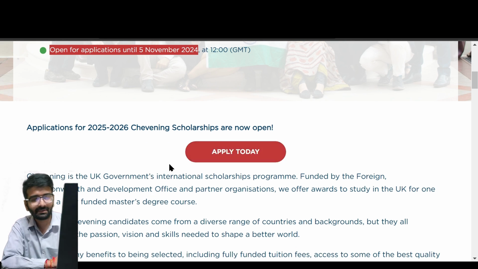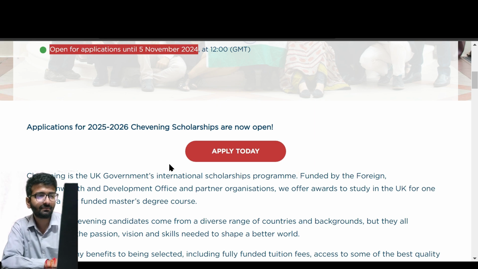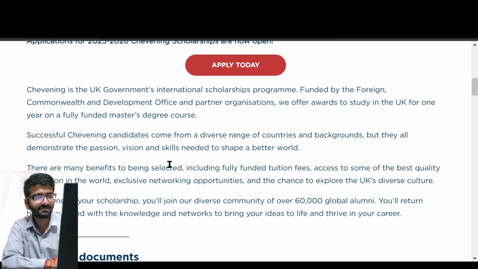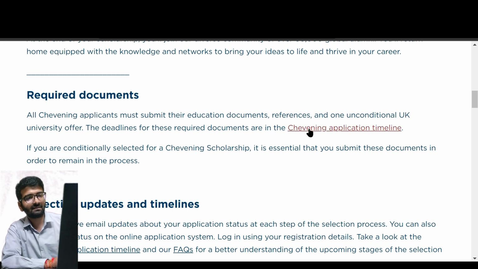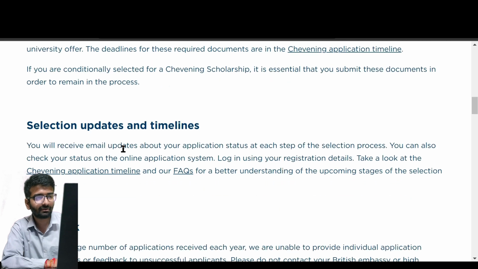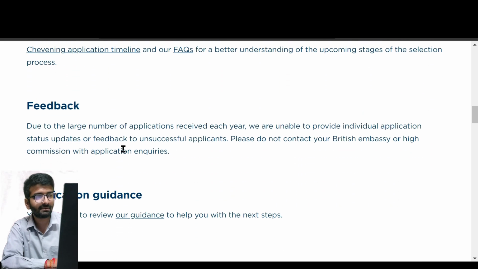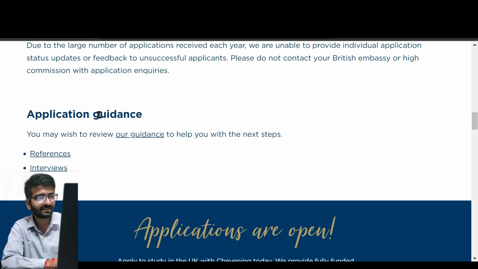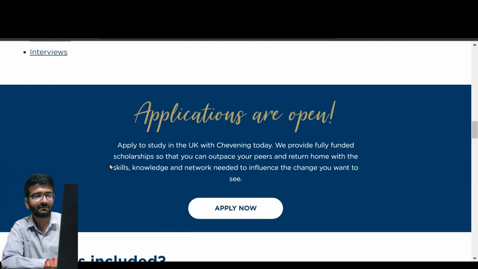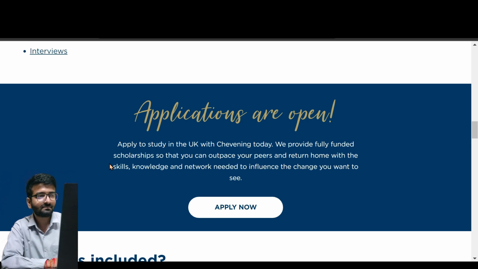If you click on this button, you will be redirected to the sign up page, and you just have to create your account and ensure that you are fulfilling all the criteria that the Chevening Scholarship is asking you for. You can click on the Chevening application timeline and check out all the required documents that the scholarship requires from the students. And here's the application guidance that you can see, references and interviews.